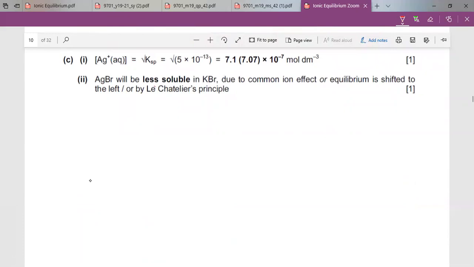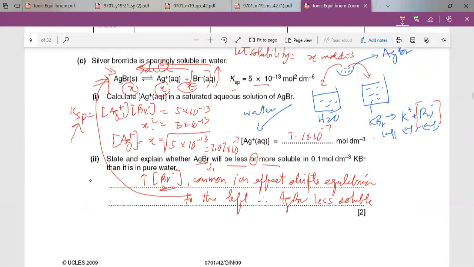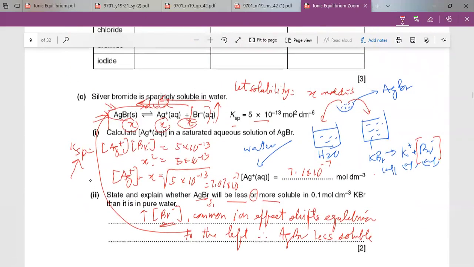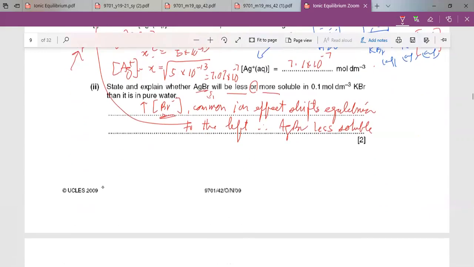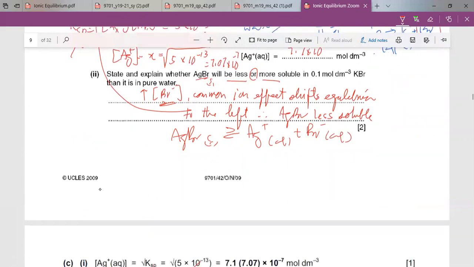Okay, if less soluble, you must put less soluble here. Why? Due to common ion effect, shift the equilibrium to the left, which means referring to this equation. Shift to the left. Always write the equation again, okay? Right here, the equation again. If you have a problem, write it here again. Solve it, so that the examiner cannot but give you a mark, because you're referring to the right equation here. Sometimes they talk about different equations.